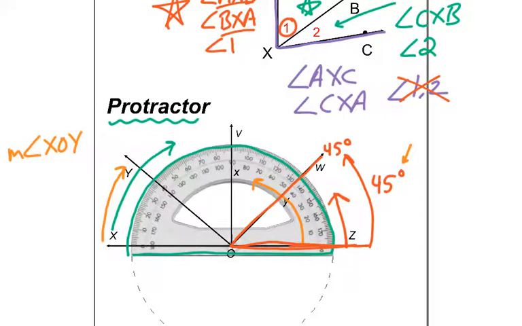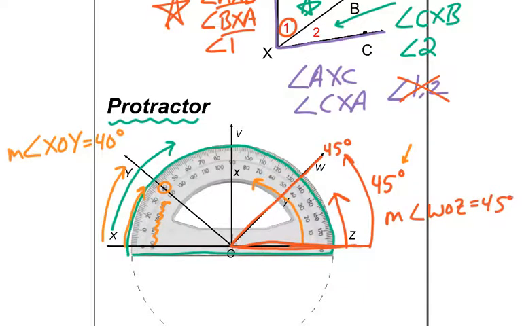Well, let's see. I'm not going to use the inside numbers now because they go backwards. We want to go forwards. So I'm starting at 0, and I go all the way to, looks like, 40 here. So I traveled a whole distance of 40 degrees. So the measure of XOY was 40. And over on the right-hand side, the measure of angle WOZ was 45.